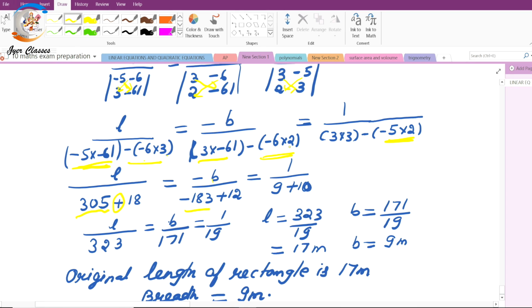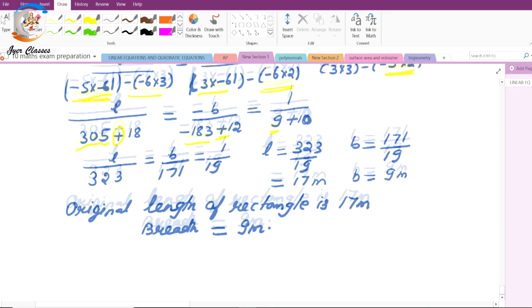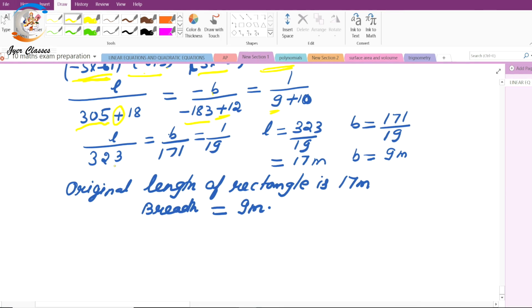Then you have got minus 6 into 2, that is minus 12, and here you got a minus sign, so you have got plus. Then 3 3s are 9 and 5 2s are 10. Now you get L divided by 323, B divided by 171 and 1 by 19. So what is the value of L? It is 17 meters and B is equal to 9 meters. The original length of the rectangle is 17 meters and the breadth is 9 meters and that is done.